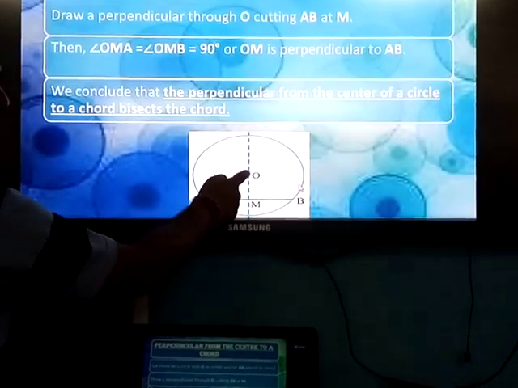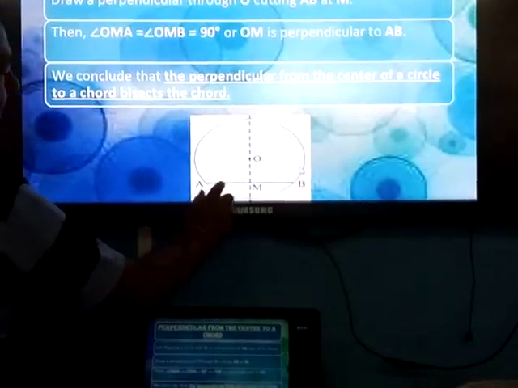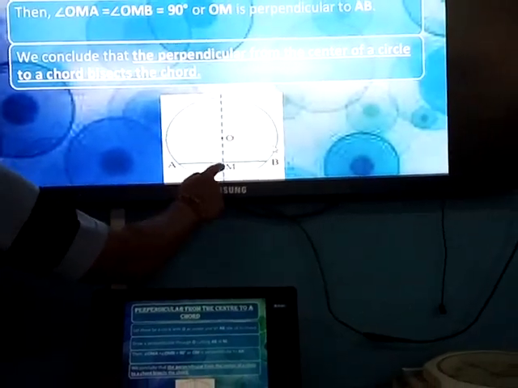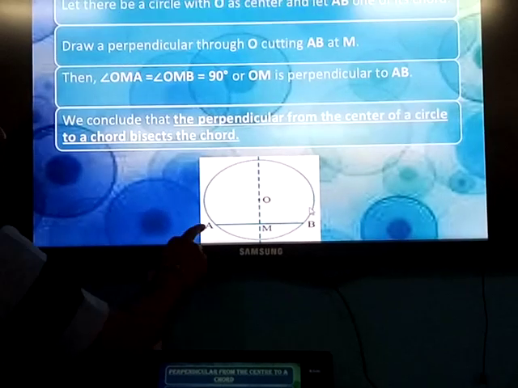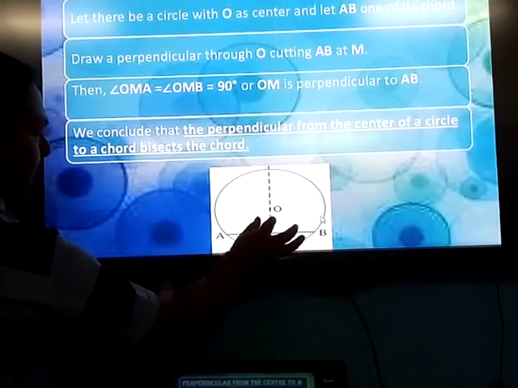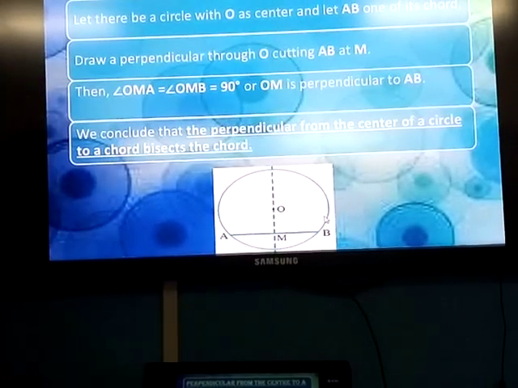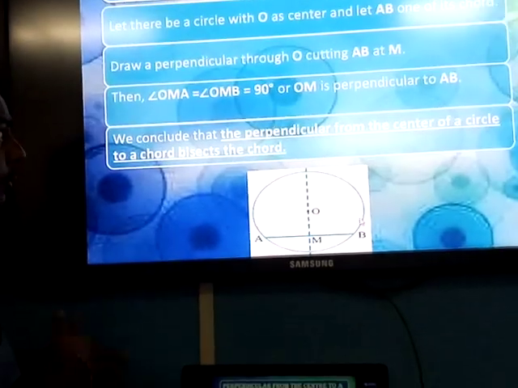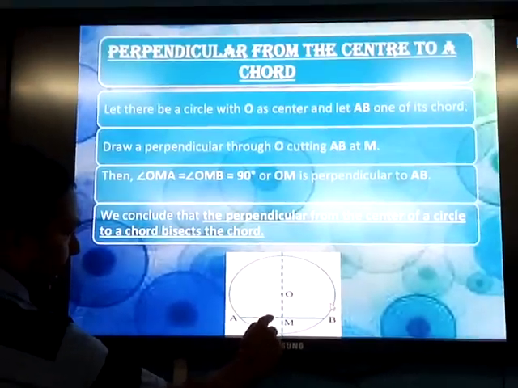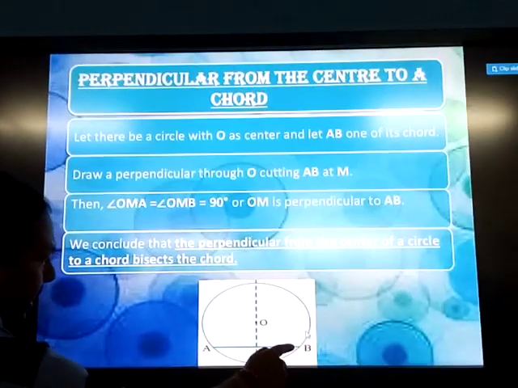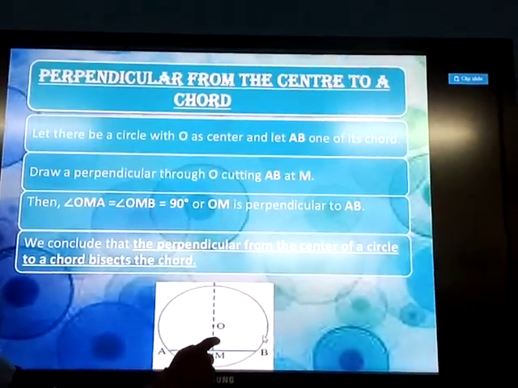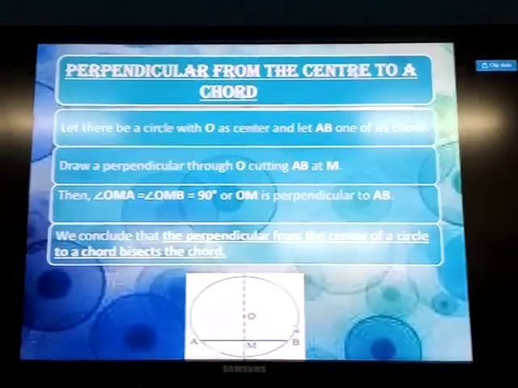Now, when we join OA and OB, we get two triangles AOM and BOM. In triangles AOM and BOM, we can prove that these two triangles are congruent. After proving that, we see that this angle is equal to this angle, and this line is a straight line and both angles are equal. That means both angles will be equal to 180 upon 2.